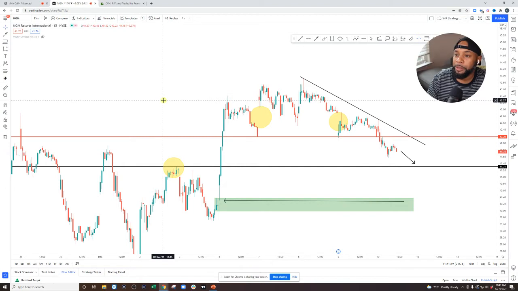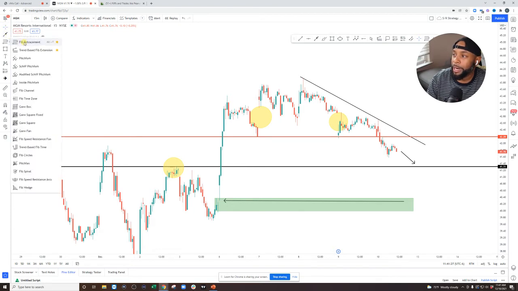Watch this, ladies and gentlemen. So now I'm going to go to my fib tool. How would we use the fib tool? Very easy. We're going to go 1, 2, 3. And my Fibonacci tool, which I have a gold star, is highlighted. So that's why they have it to the top.